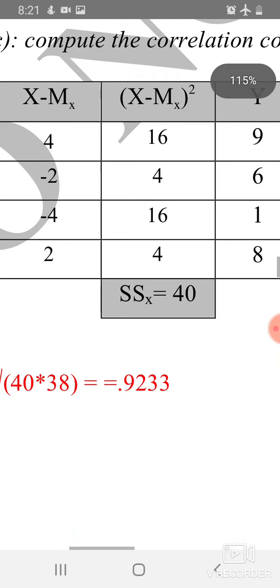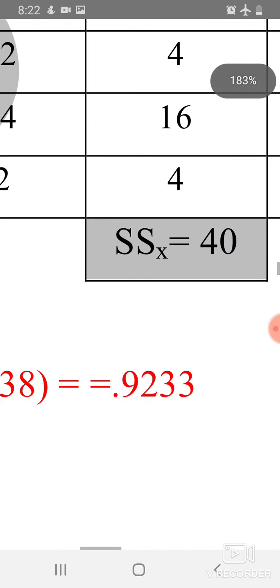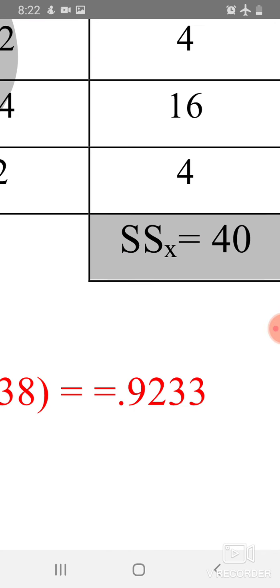Now, what is not asked here is what is the effect size, or what is the proportion of variance accounted for. All you do is square this number. So on your test, if you're asked what's the effect size or what is the proportion of variance accounted for, you just take 0.9233 and square it.